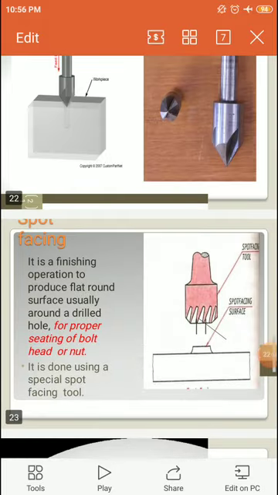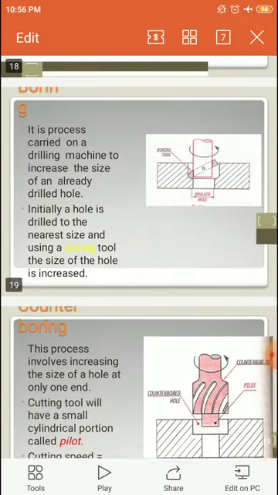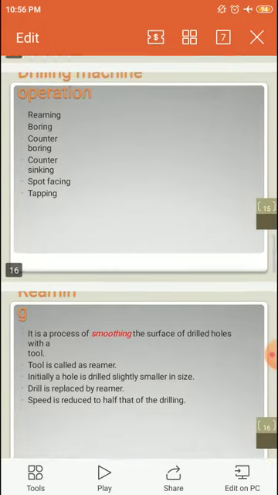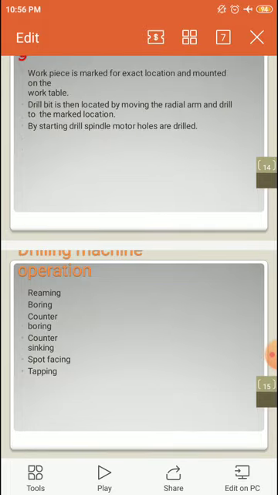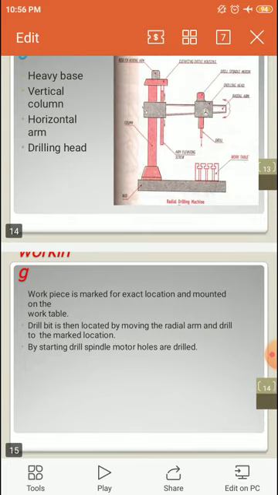All about the different operations I have shown to you. Also we have seen reaming for smoothing, boring for enlarging, counter boring, counter sinking, spot facing, tapping for creating internal threads. Spot facing means where the bolt head or nut head can fit properly. So we have seen different drilling operations.